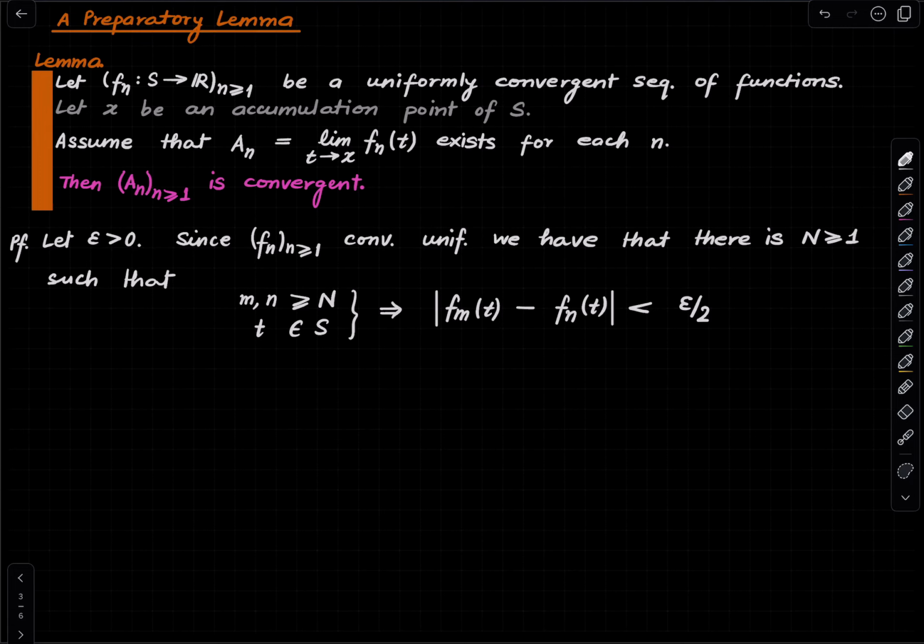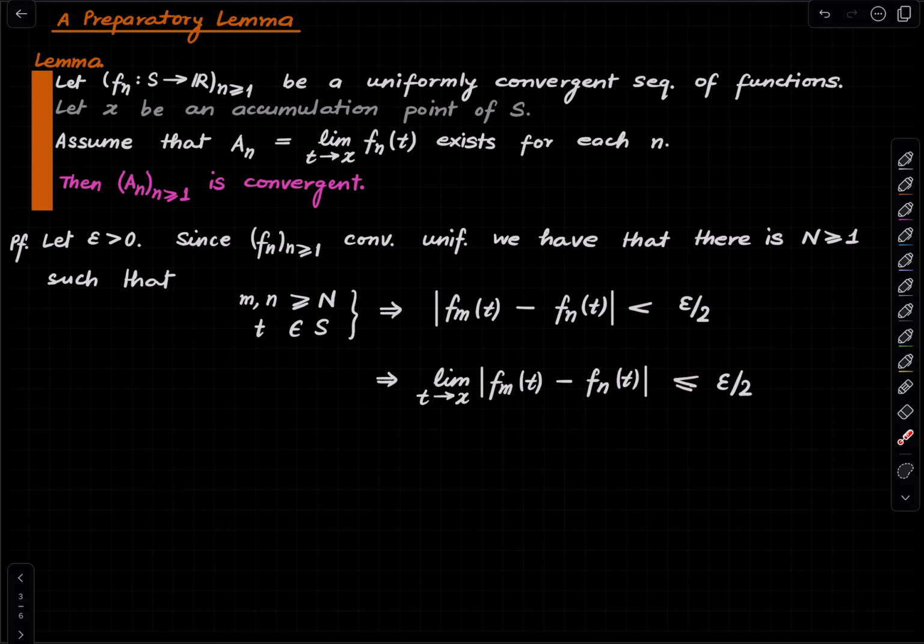Okay, which implies, as t approaches x, we get this. Why can we take the limit? Simply because each of these limits exist. That's the hypothesis. So therefore the limit of this thing also exists as we take t going to x. And this strict inequality will convert into a possibly not strict inequality.